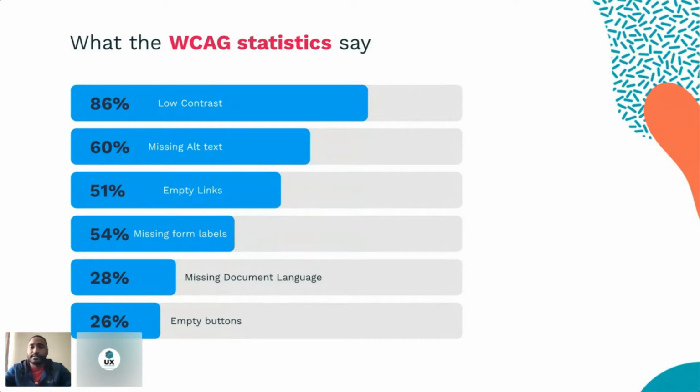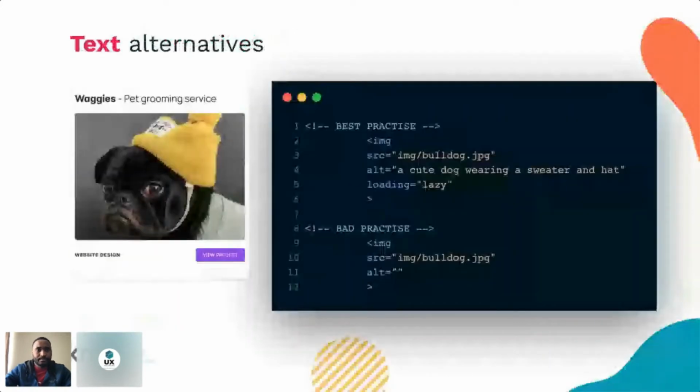Right, so let's have a look at some of these issues in greater detail. First of all, it's good practice to give images a text equivalent. The alternative text attribute will be read out via a screen reader so as to help visually impaired users. So for example, a screen reader would read this image as a cute dog wearing a sweater and a hat.